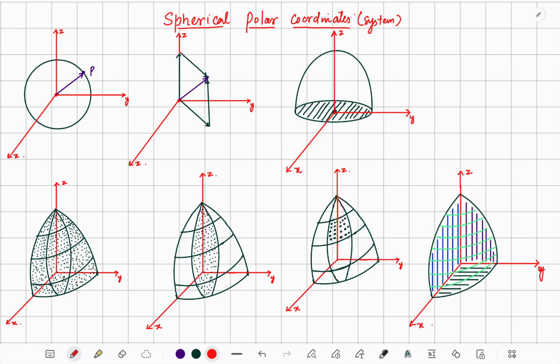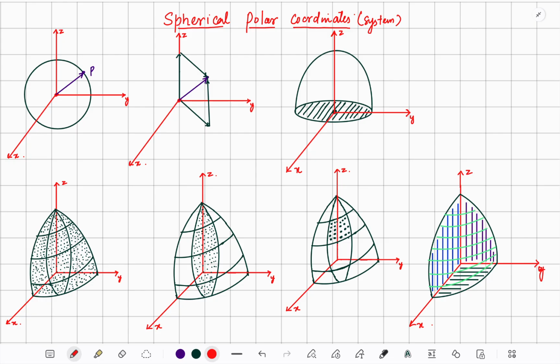coordinate system. So basically, I'll try to divide this spherical polar coordinate system into two parts, part one and part two. In part one, first we'll understand what a spherical polar coordinate system is, basically how x, y, z are connected with r, theta, and phi. That would be the first thing. Then we'll take some examples. I have taken certain examples here. We'll understand the whole spherical polar coordinate system from these examples.